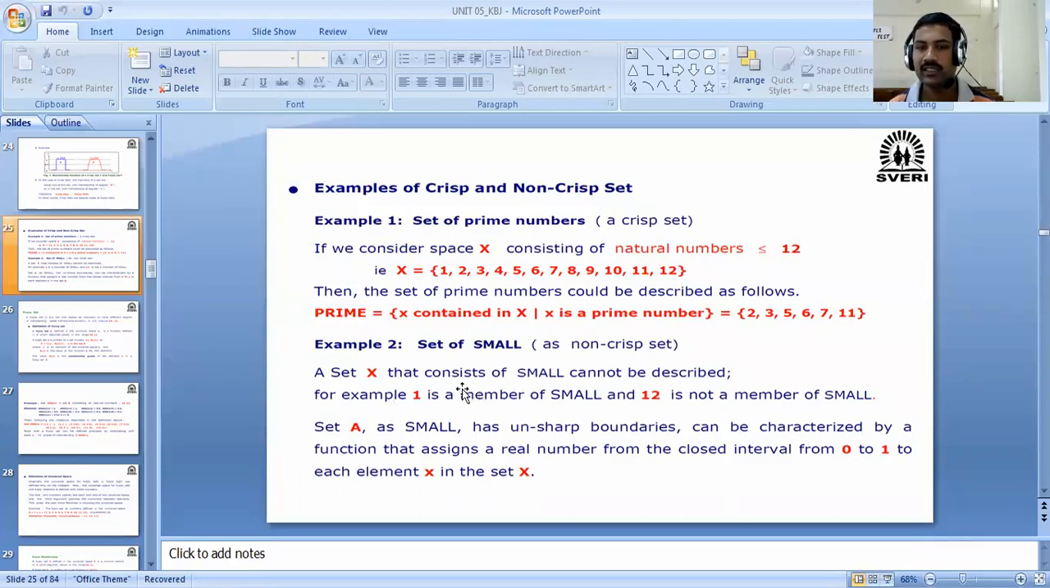A set X that consists of small cannot be described. For example, 1 is a member of small and 12 is not a member of small. Set A small has unsharp boundaries, can be characterized by a function that assigns a real number from the closed interval from 0 to 1 to each element X in the set.